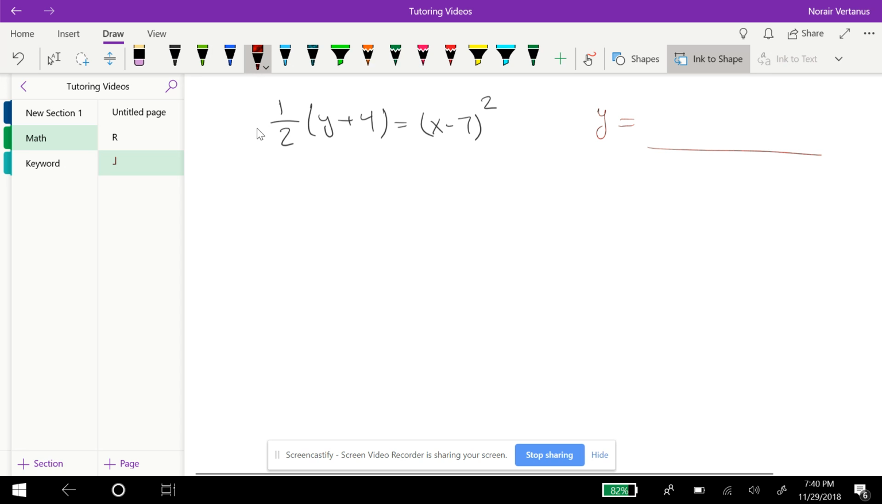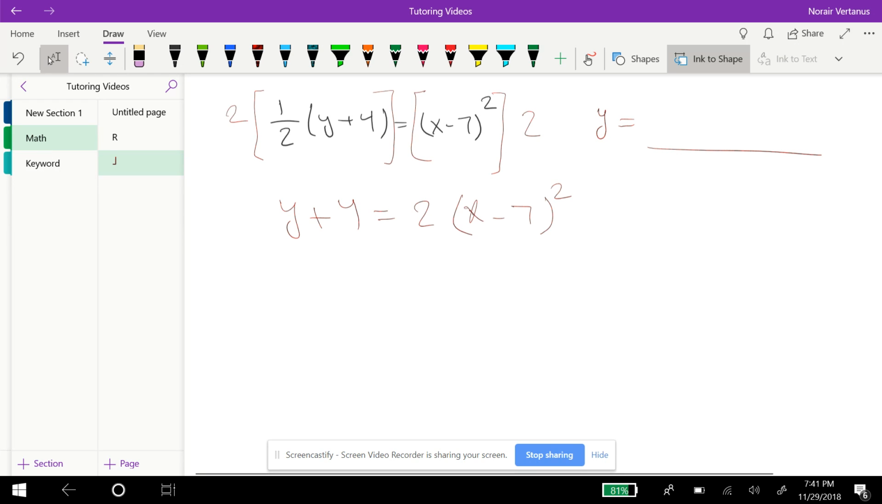To get rid of the 2, I'm going to multiply both sides by 2. If you do that, you're going to get y plus 4 equal to 2 times x minus 7 squared. And now subtract 4.